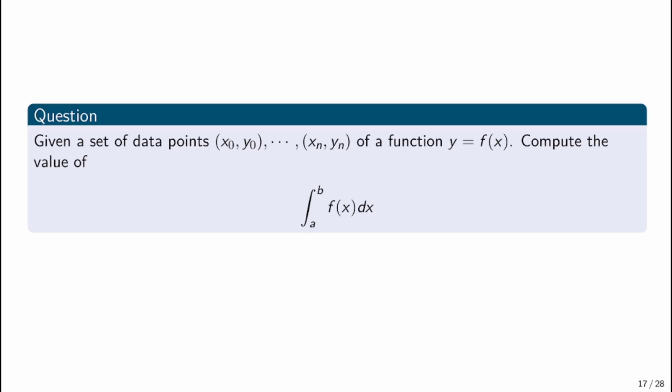Given a set of data points x0, y0 up to xn, yn of a function y equal to f of x, we are supposed to find the integral of the function from a to b. The issue in this problem will be we may not have the exact value function f of x. So we have to use an interpolating function. So we have to use some methods of interpolation and use it to find the integral.